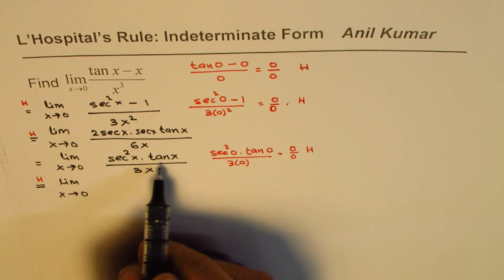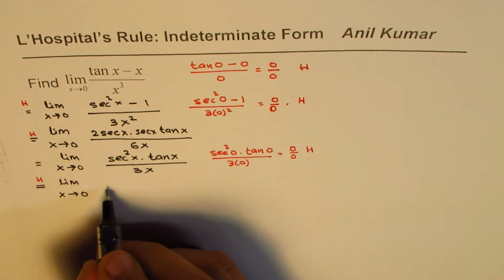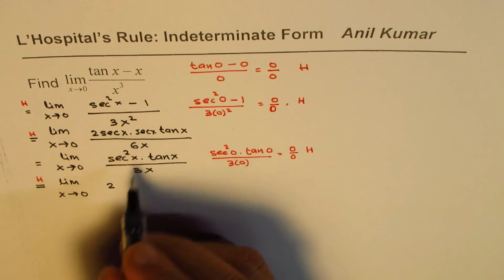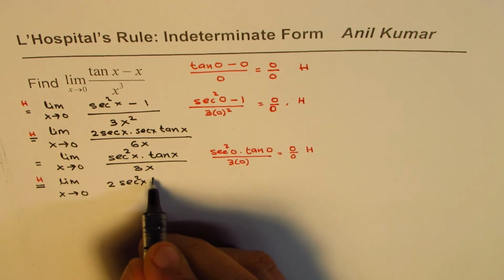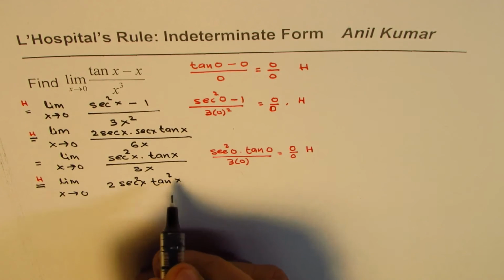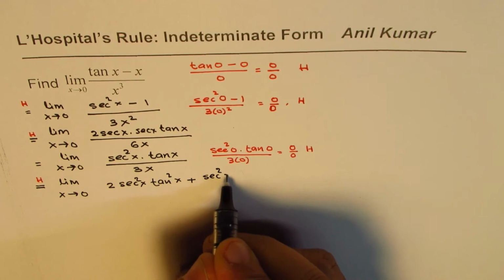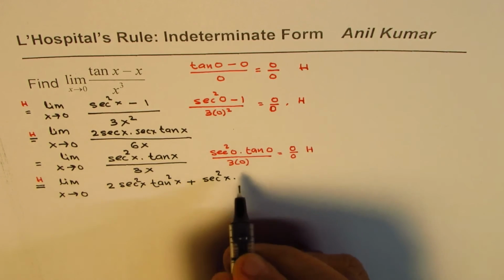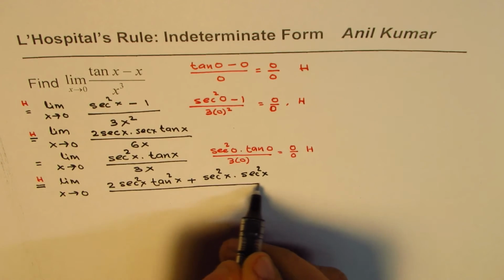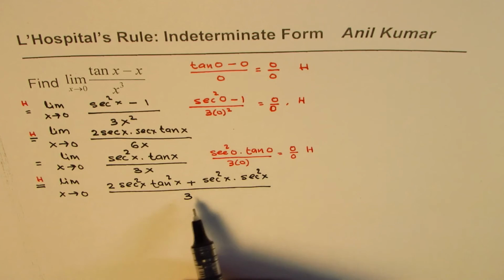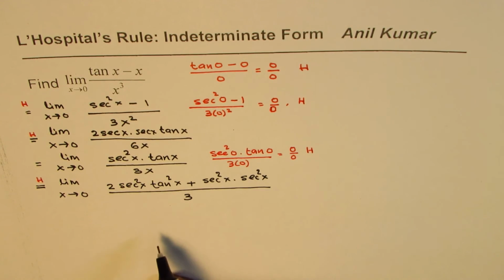So we'll apply the product rule. Secant square x, as we have seen, its derivative is written here. So it is 2 secant square x tan x. When you multiply that by tan x, you get tan square x, correct? Plus secant square x times the derivative of tan x, which is secant square x, right? Divided by 3, right? So by another application of L'Hopital's rule, you get this equation.